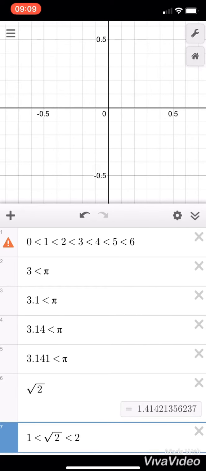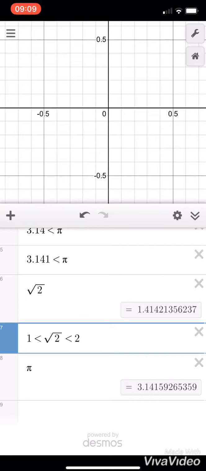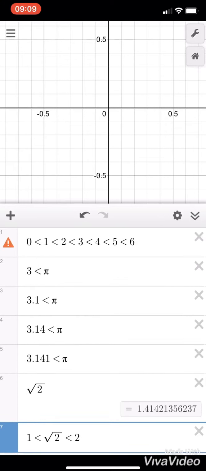But what about numbers that aren't like these numbers? Irrational numbers, like pi. Well, as we can see at the bottom, pi is equal to 3.14159265359. What does this really mean? Well, it means that pi is greater than 3, pi is greater than 3.1, pi is greater than 3.14, pi is greater than 3.141, and so on until eventually that number will equal pi.